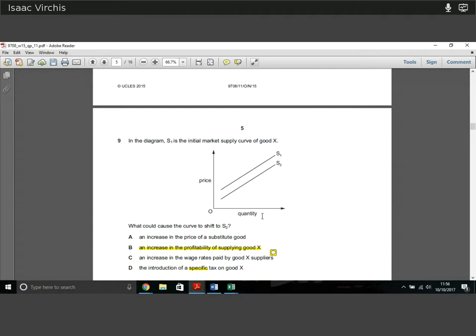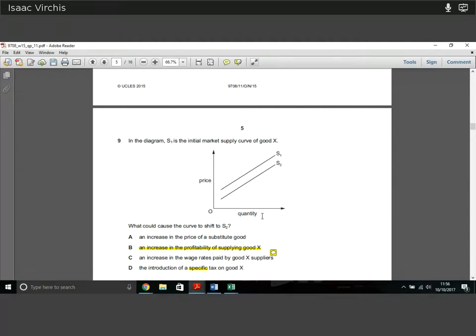Question 9. In this diagram, we've got two supply curves. We've got S1, and you can clearly see a shift to S2. This is an increase in supply, a shift downwards to the right. Worth learning your directions there. And this is what you have to think about here: a reason why you'll get an increase in supply at every price level. So at the old price, you're now supplying a greater quantity.